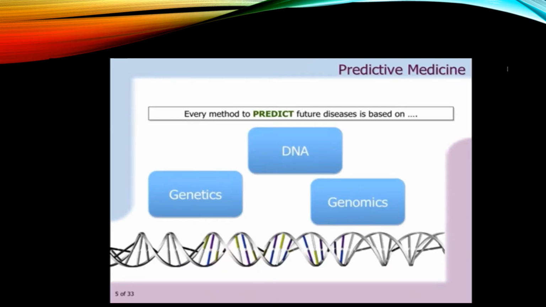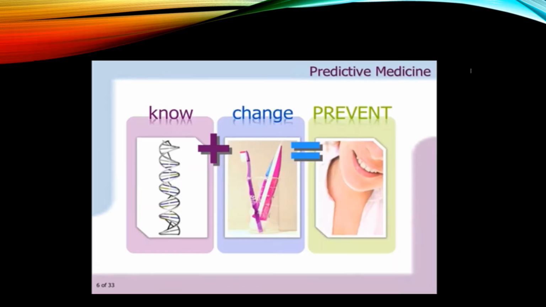Every method to predict future diseases is based on genetics, DNA, and genomics. Now we can know our background to change our habits in order to prevent diseases. The progression of knowing, changing, and preventing is the base of predictive medicine.